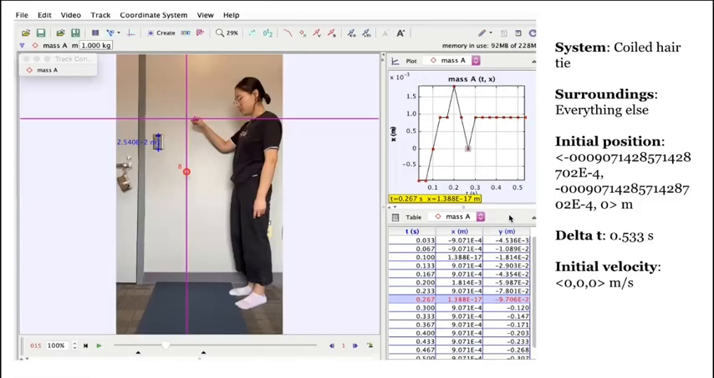So here I dropped a coiled hair tie, which represents the system, and the surroundings is everything else. I extracted the initial position from Tracker, and the initial velocity would be 0 because the object is initially at rest. I used a light switch to calibrate measurements, and I manually tracked the hair tie as it fell over time.